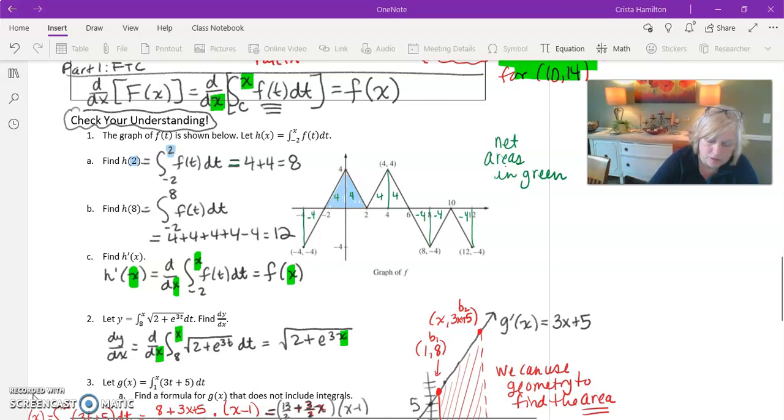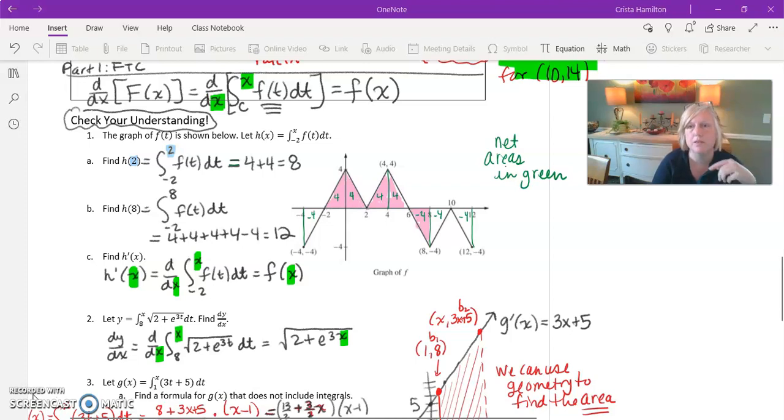Now, let's change to a little darker blue so that we have it for the second one. Now we're going to go all the way up to 8. If I want to go all the way up to 8, I still start at -2, and I go all the way up to 8. So that would include this area right here, and it would also include this net area down here.